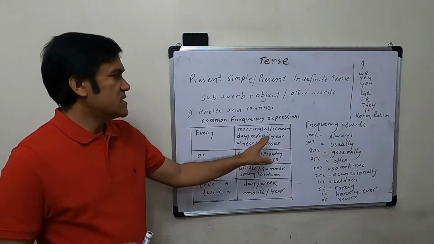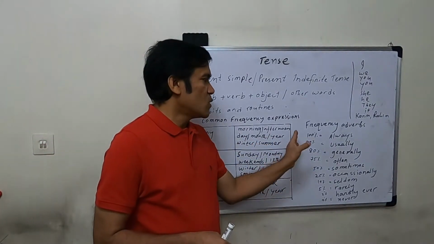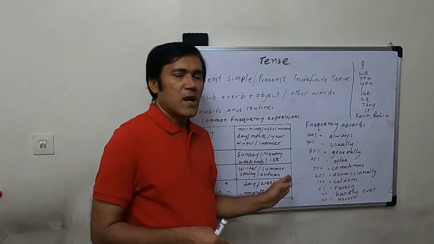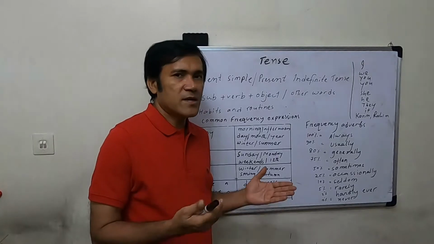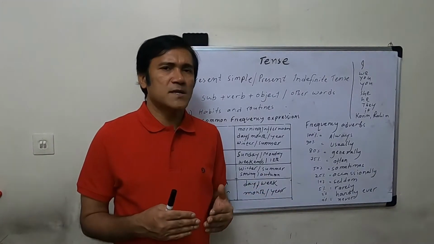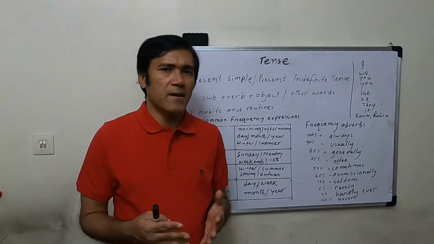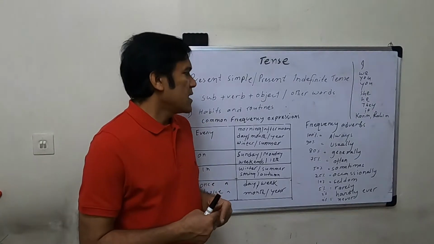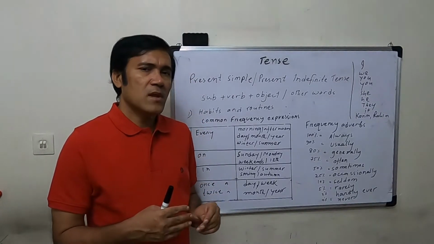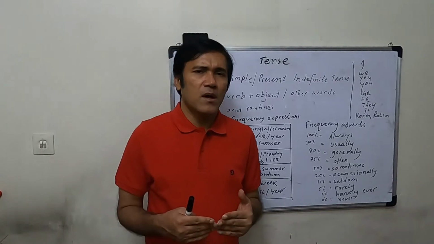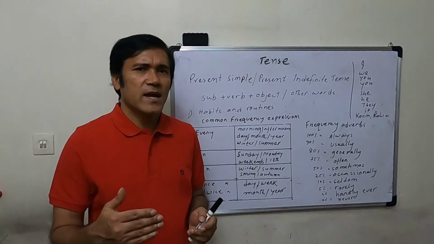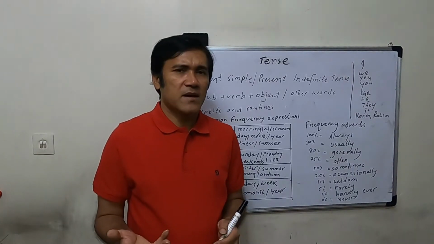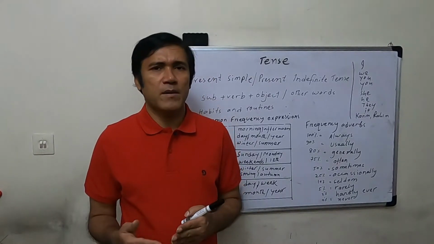There are other frequency adverbs always used with present simple tense, like always. Always means 100%. Like I always say prayer 5 times in a day. Then usually. Usually I wake up early in the morning. This is 90%. Sometimes it becomes late, like 10 o'clock, 9 o'clock, it might happen.